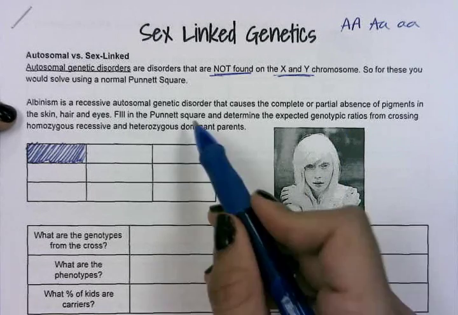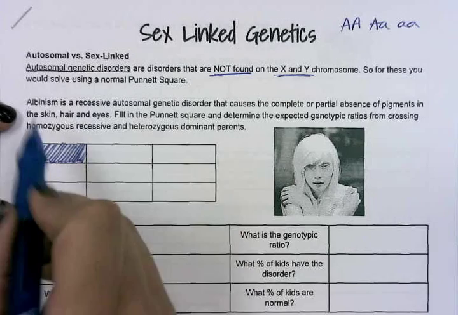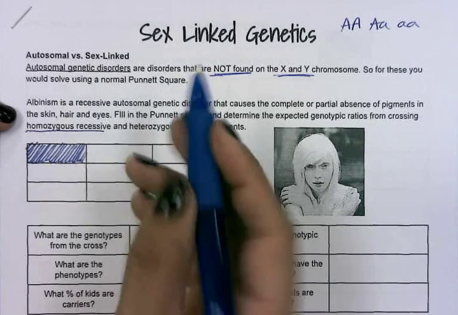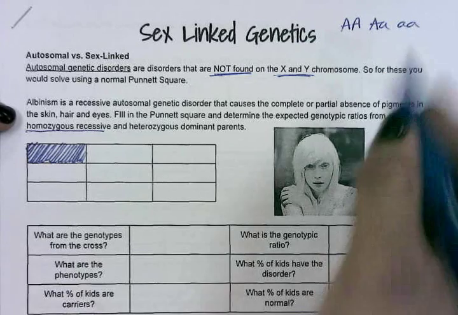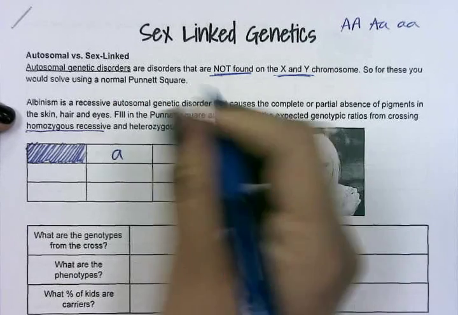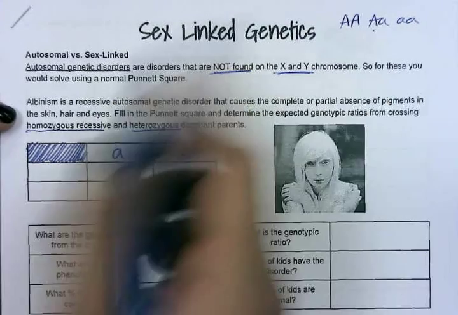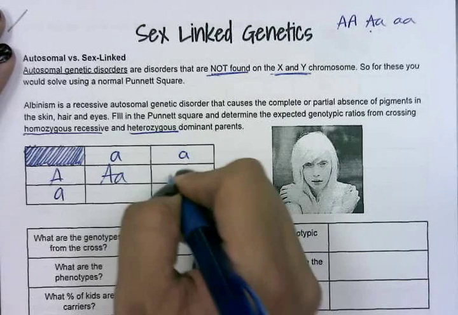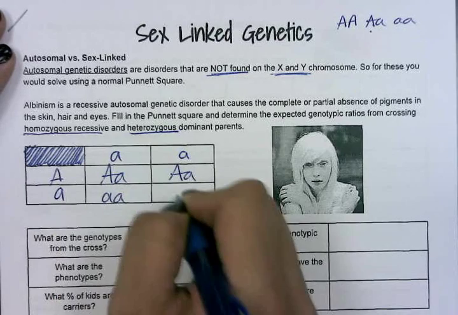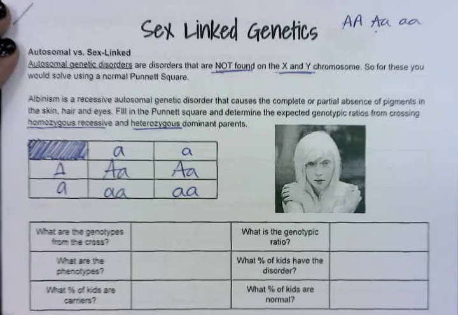Now we're going to do a practice Punnett square. So you're going to cross a homozygous recessive. So homozygous recessive, homo means same, recessive means lowercase. And heterozygous, one capital, one lowercase. So you're going to cross that, and then you go ahead and solve. Okay, and then we're just going to answer some questions.